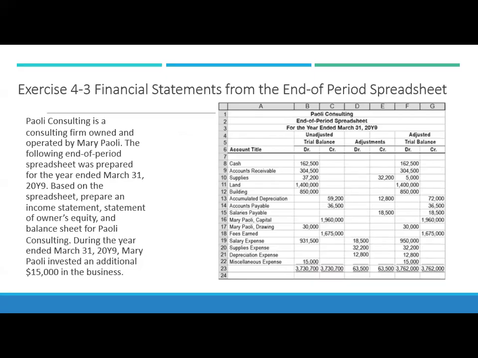So this is the end of period spreadsheet. What this does is it's useful for preparing the adjusting entries because we have the unadjusted trial balance, the adjustments that are made, and we have debits and credits. We have all the different accounts, and then the adjusted trial balance.